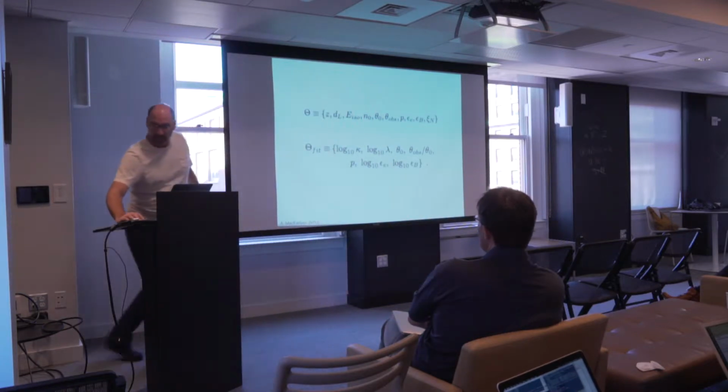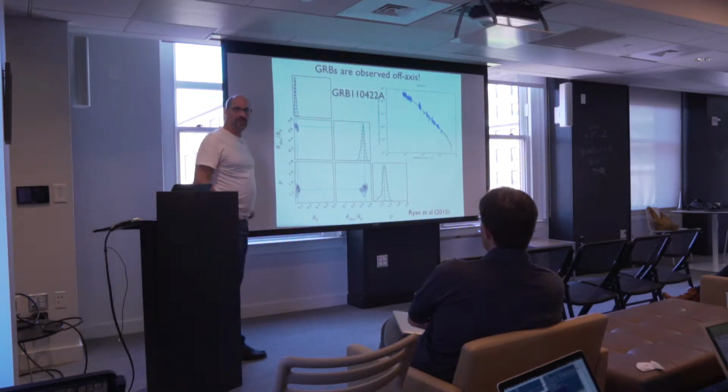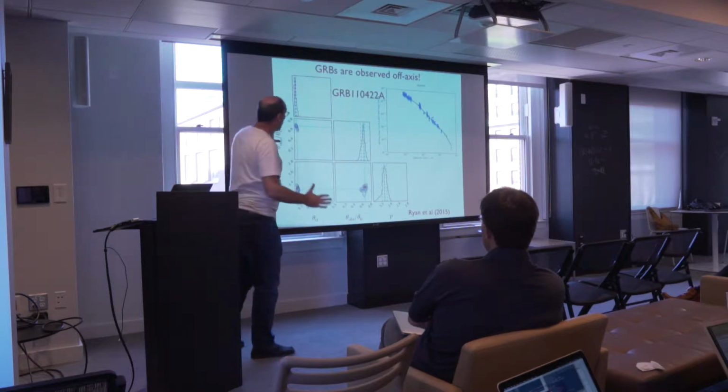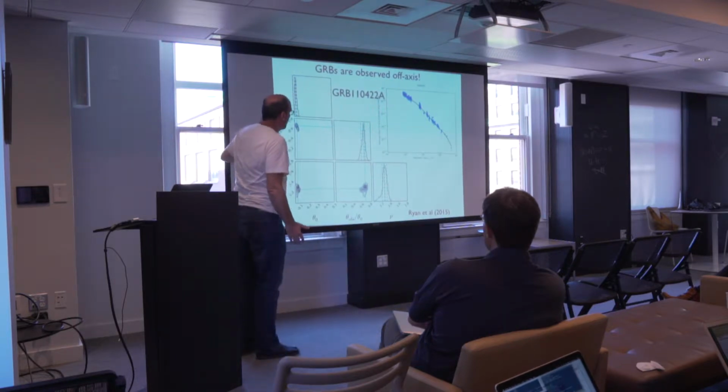And Jeff Ryan did this as one of his first projects. And what's really cool is you can actually find data-driven evidence that gamma ray bursts are observed off-axis in general. Let me show it. This is the Swift data for this particular GRB. It's a long GRB in this case.